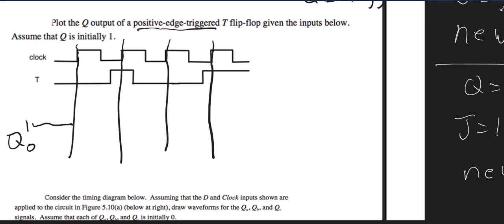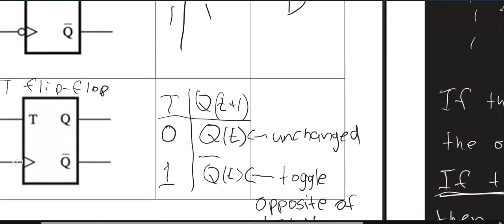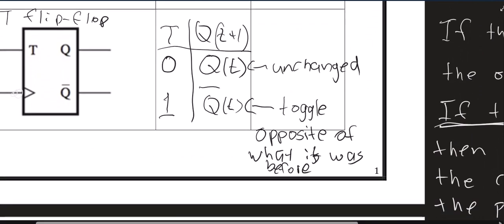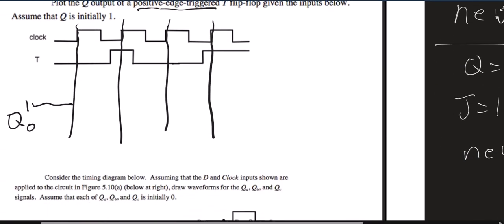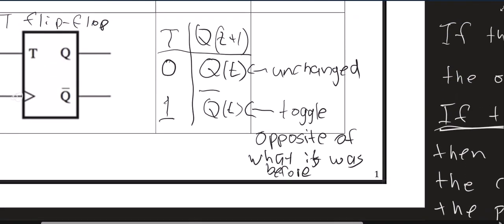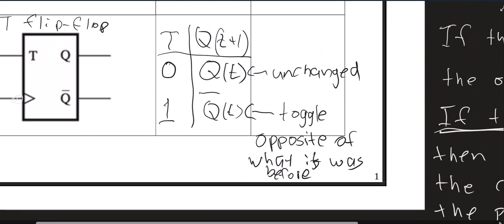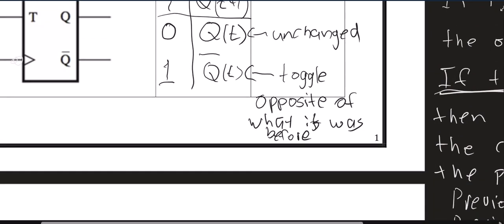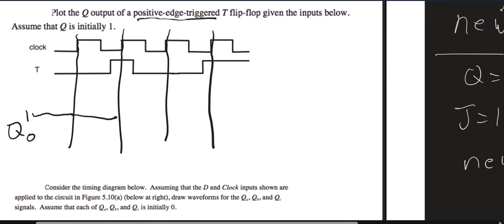So Q is 1. We get to the positive edge of the clock, and we see that T is 0. Now, for T, when T is 0, there's no change. So T is 0, so there's no change, so Q stays 1. Now when I get to the positive edge of the clock, I see that T is 1. Well, when T is 1, I'm supposed to toggle. So I'm supposed to become the opposite of what I was before. So before I was 1, so now I'm supposed to be 0.